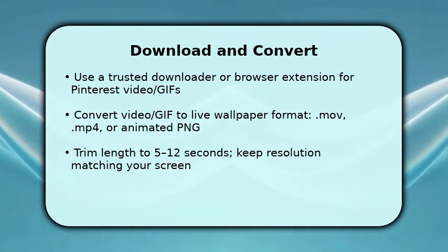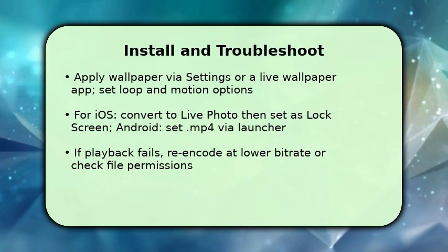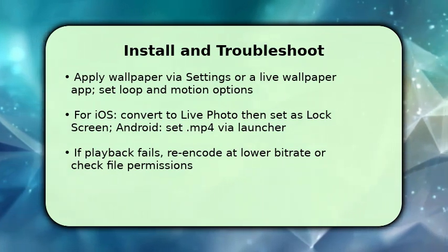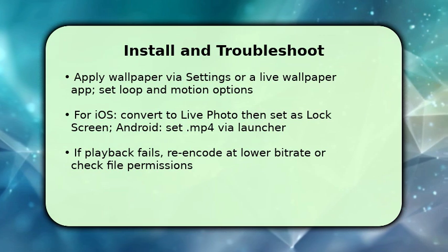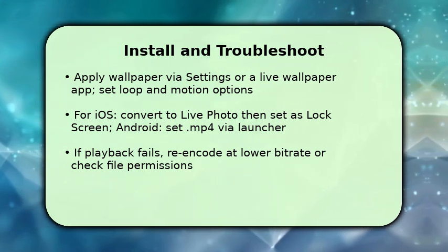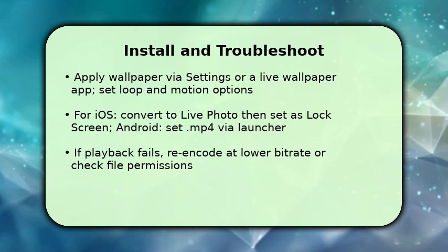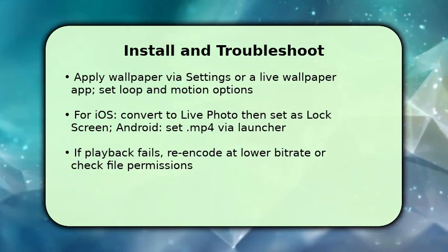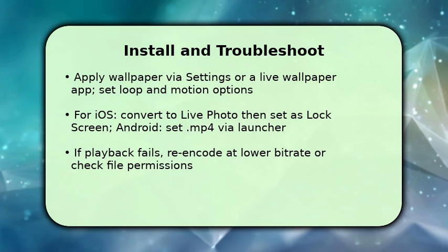To install, open Settings or your Live Wallpaper app and select the converted file. On Android, choose Set as Live Wallpaper in your launcher, and on iOS, convert the clip to a live photo, then assign it to the lock screen. Adjust loop and animation settings so it behaves how you want.